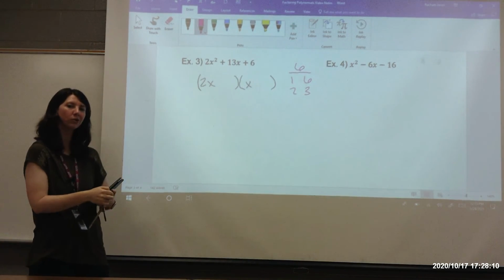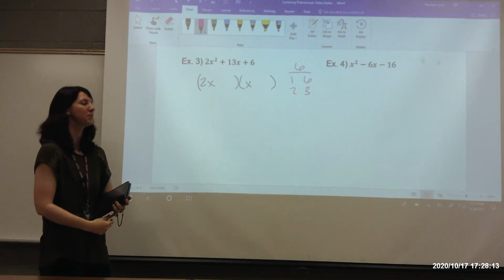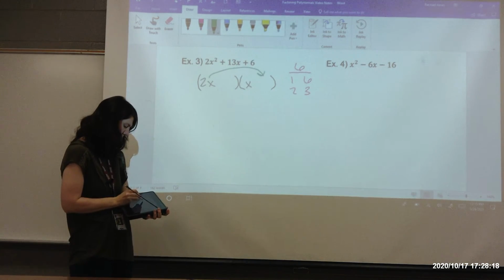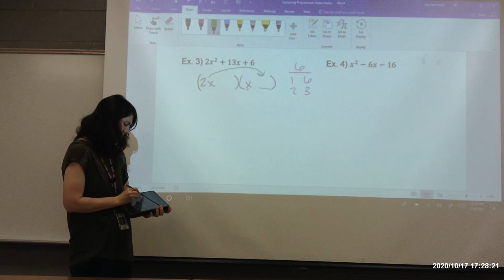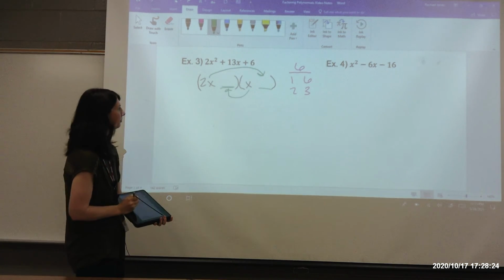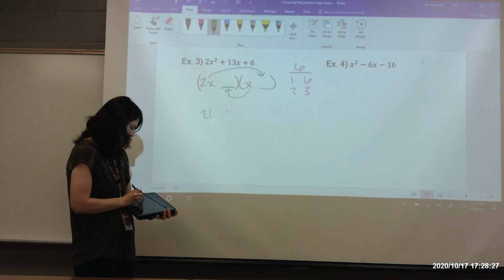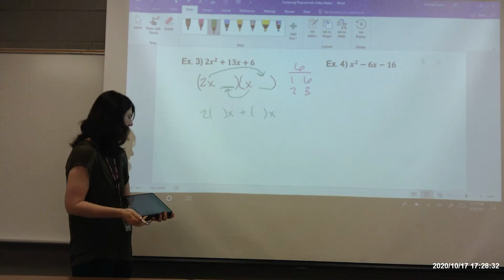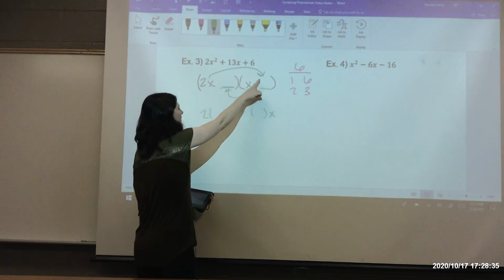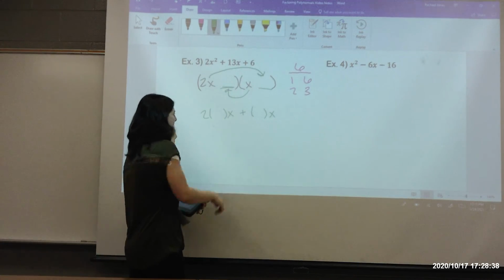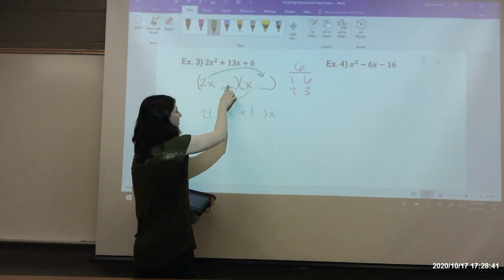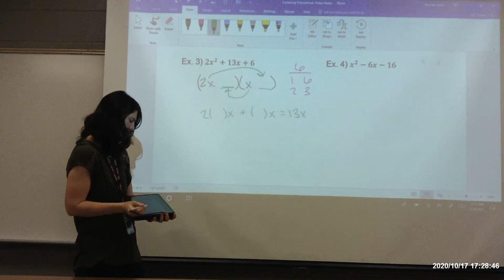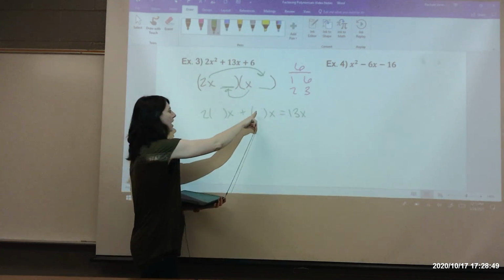This one might be a little bit harder to think through just by looking at it, so I like to set up a template again. Remember, it's going to be 2x times this number, plus x times this number. So 2x times something, and then x times something, and that has to give me 13x. I need to multiply something by 2 and add another number to it.